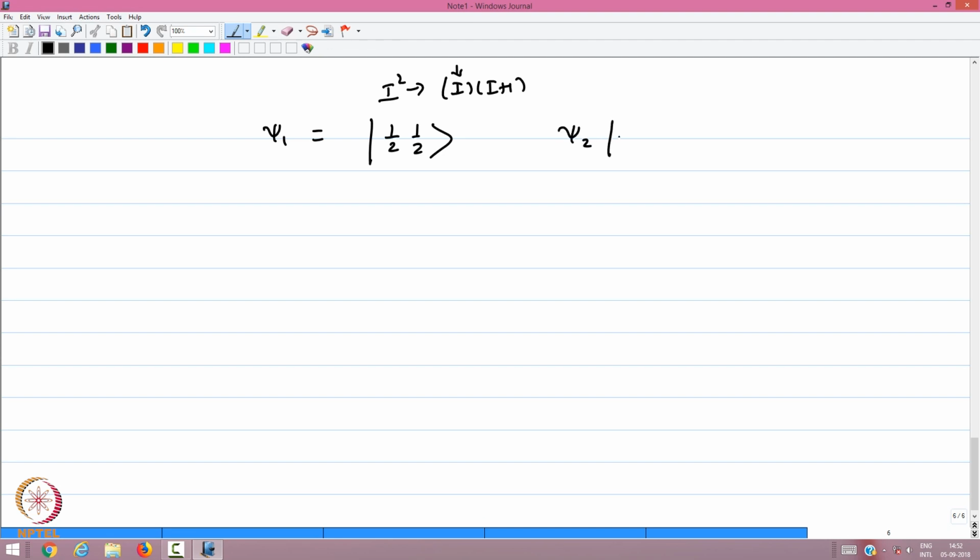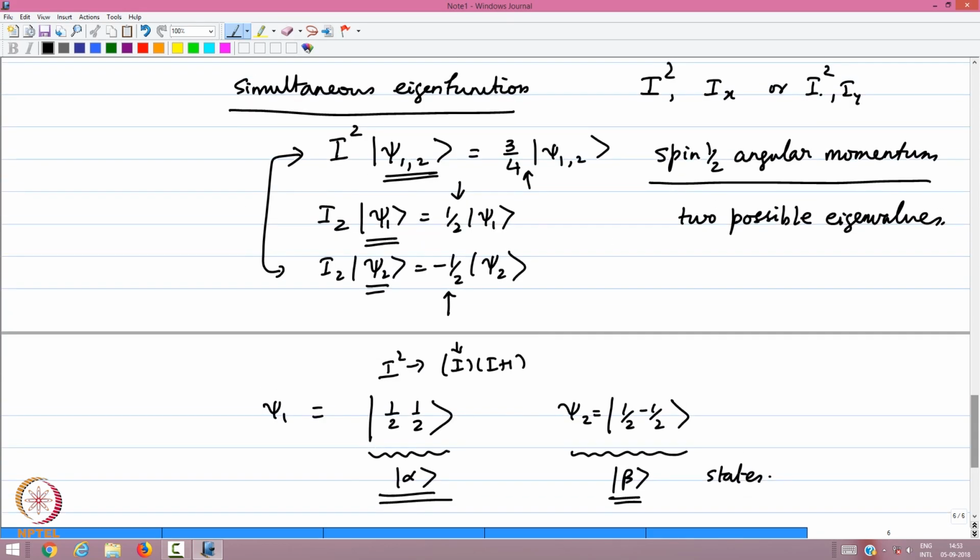So, psi 2 will be 1/2 and minus 1/2. The convention in textbooks and in the physics literature, and also in chemistry, in NMR and all these subjects, is to write these as alpha and beta states, spin a half states. These are spin a half eigenfunctions with the specific properties I have given here. I square on alpha or I square on beta gives you 3/4 alpha or beta. Iz on alpha gives you half alpha, and Iz on beta gives you minus a half beta.